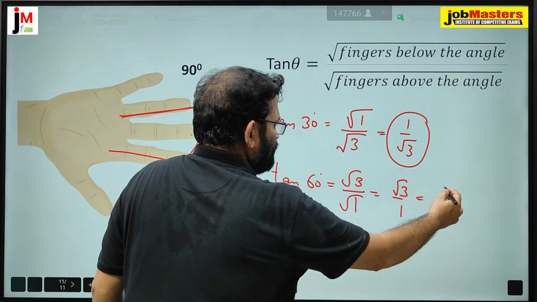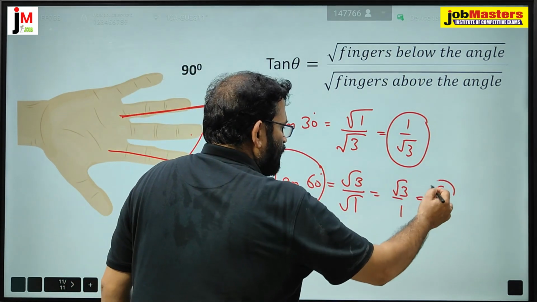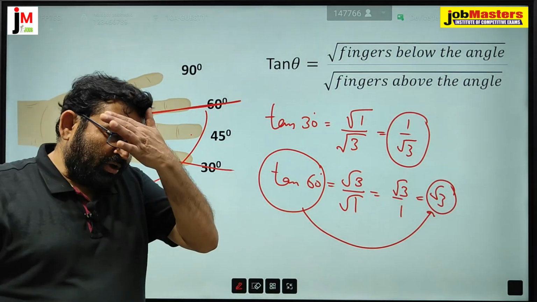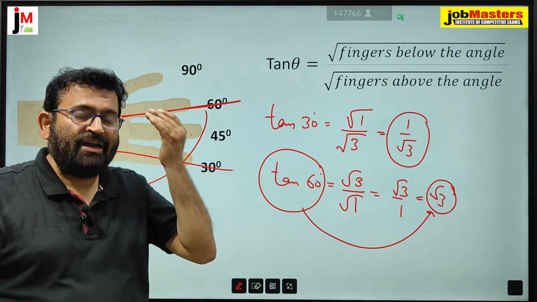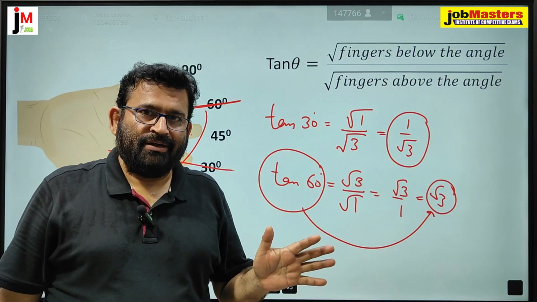Root 3 by 1, which is equal to root 3. It means tan 60 degree is always equal to root of 3. So this is the answer for tan 60 degree. So you have seen how easily we have found all the trigonometric values by using our left hand.